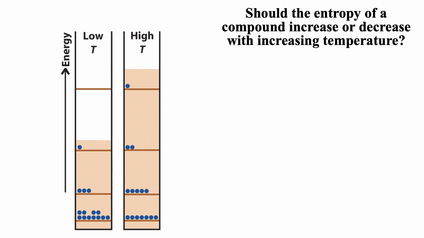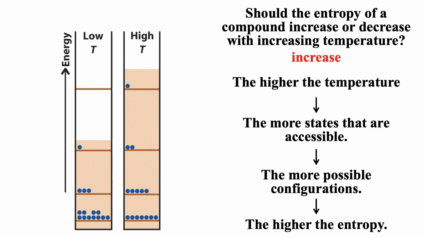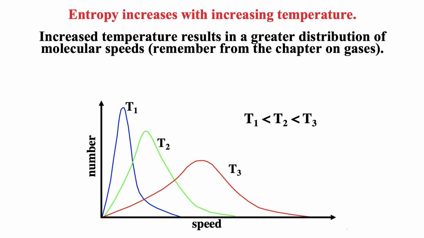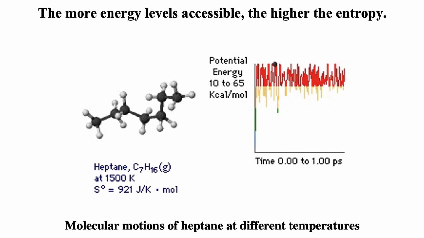Should the entropy of a compound increase or decrease with increasing temperature? Increasing temperature always means more energy states are accessible, and so more possible configurations of those energy states, and hence the higher the entropy. Entropy always increases with increasing temperature. If you remember, we're talking about gases, and so here on the y-axis we have the number of gas particles, and on the x-axis we have speed. T3 is a higher temperature than T2, which is higher than temperature T1, and at the highest temperature you notice they have the broadest distribution, the largest number of configurations, and so higher temperature for a gas always means higher entropy. And again, more states accessible, higher entropy.